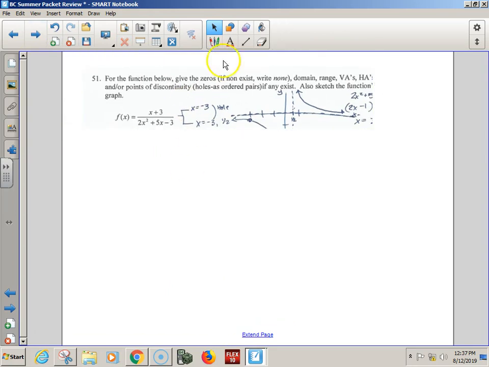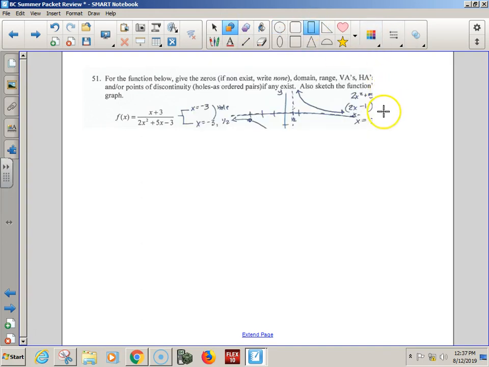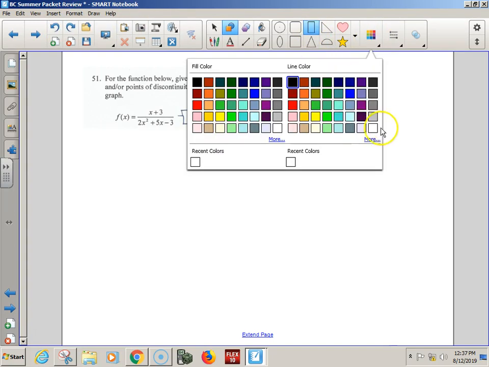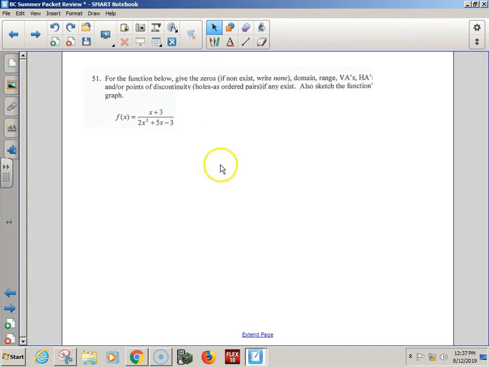So domain, the x values, range, the y values. Vertical asymptotes come from where again? Good, the denominator. Oops, undo. That wasn't helpful. Horizontal asymptotes, where did they come from again? Otherwise known as degree tests, otherwise known as limits to infinity. But yeah, talking about the coefficients and the degree tests. Points of discontinuity. Oh, holes. Aren't those on the bottom too? How do we know which one's which?